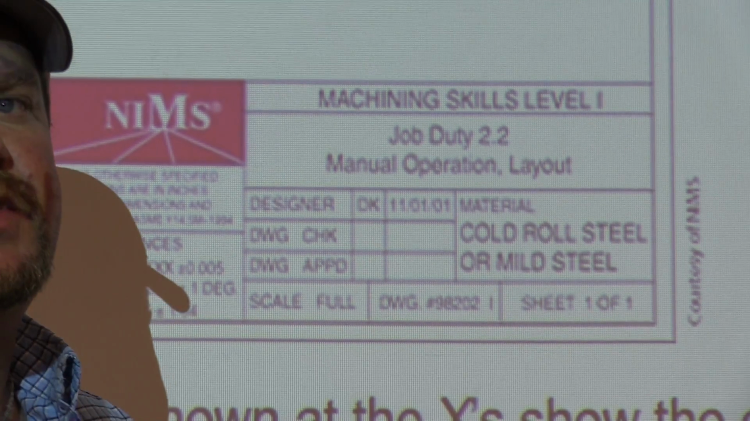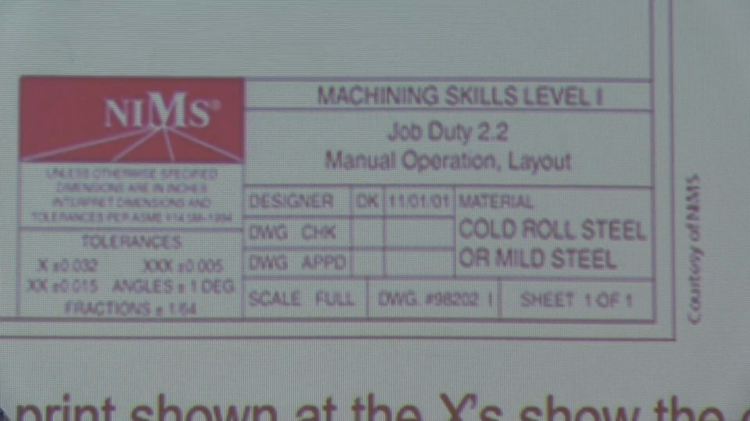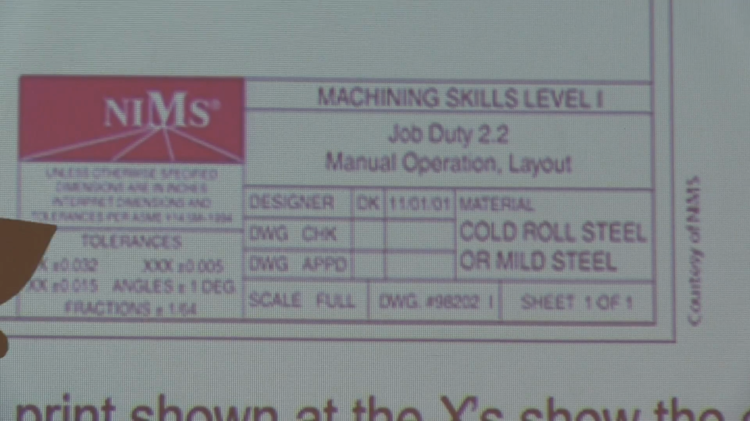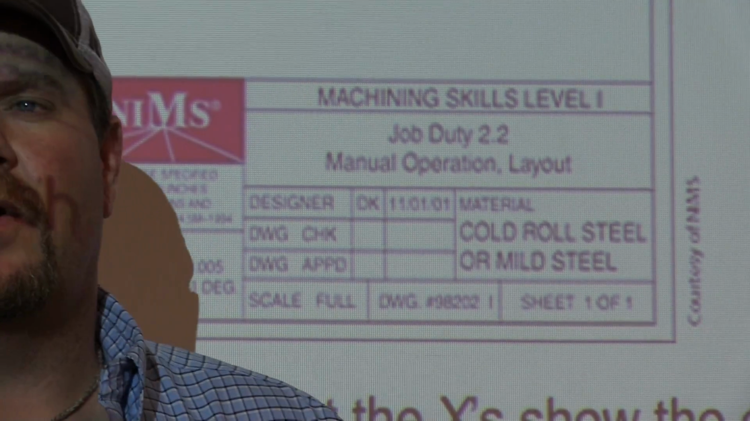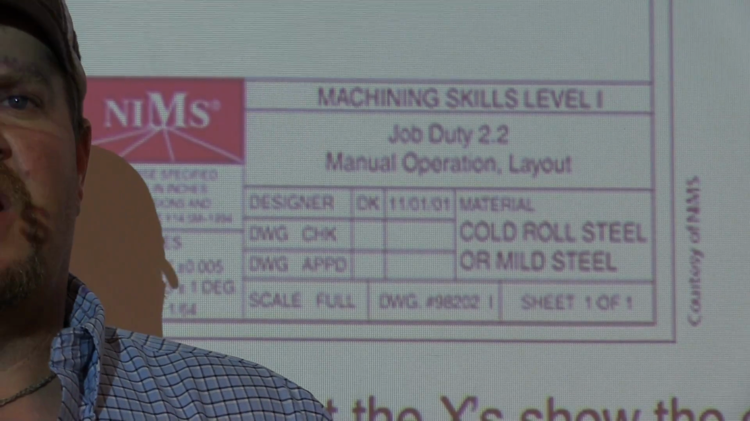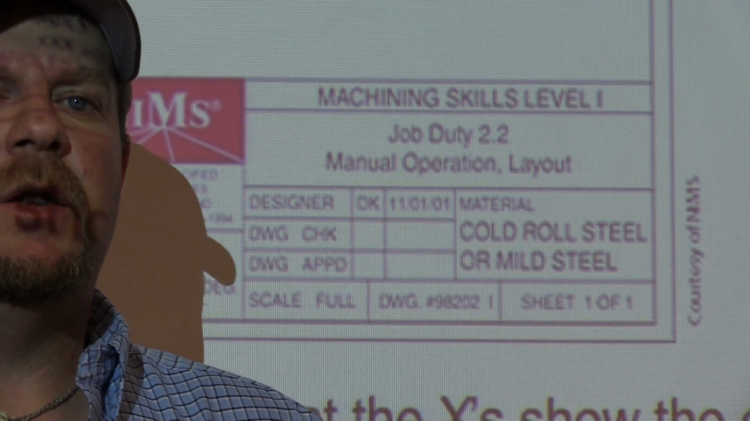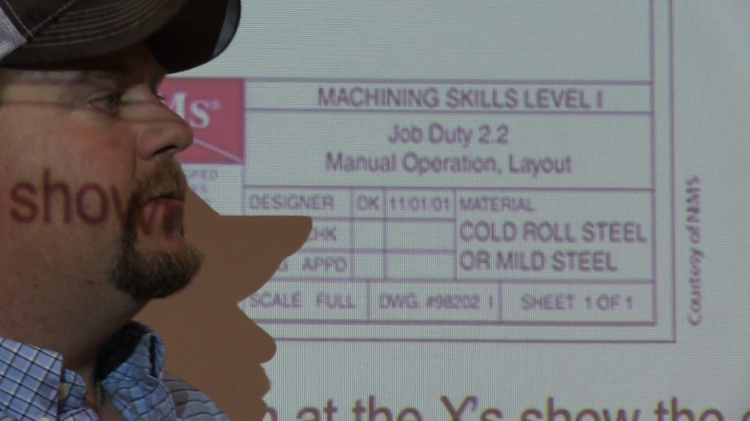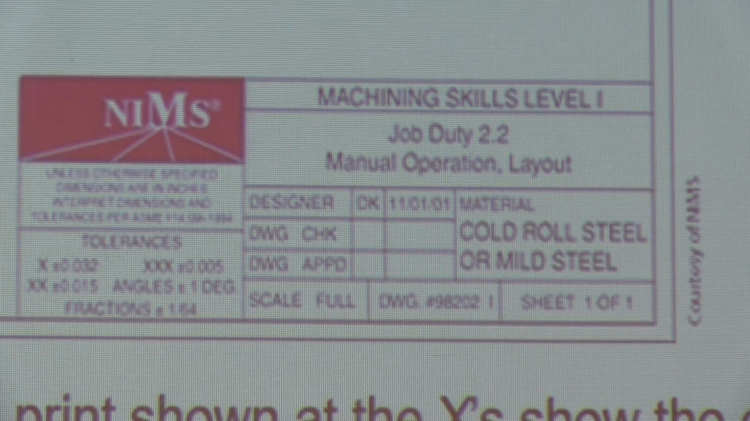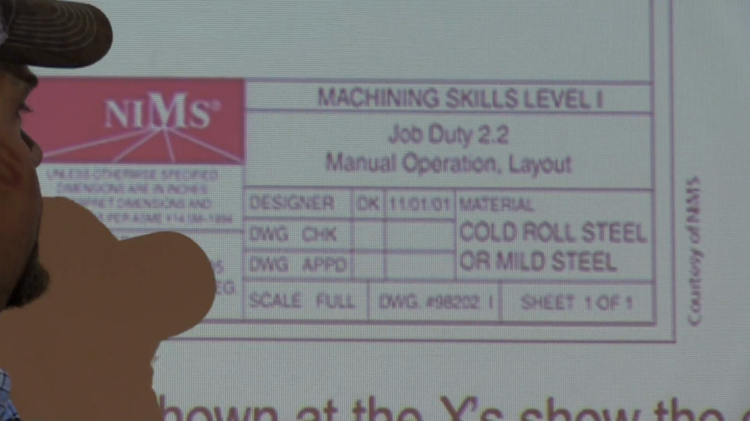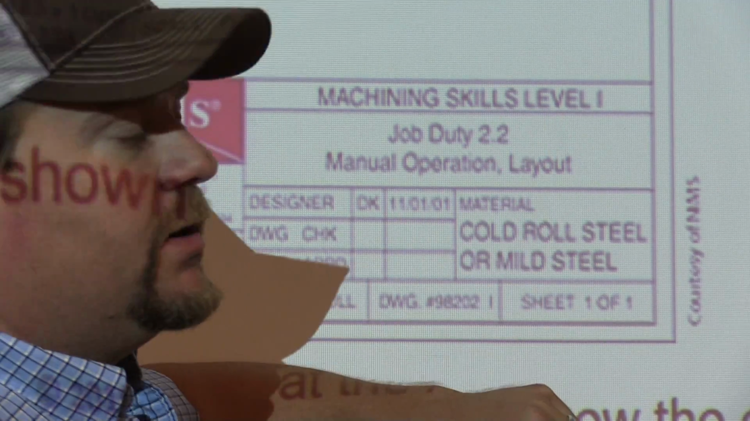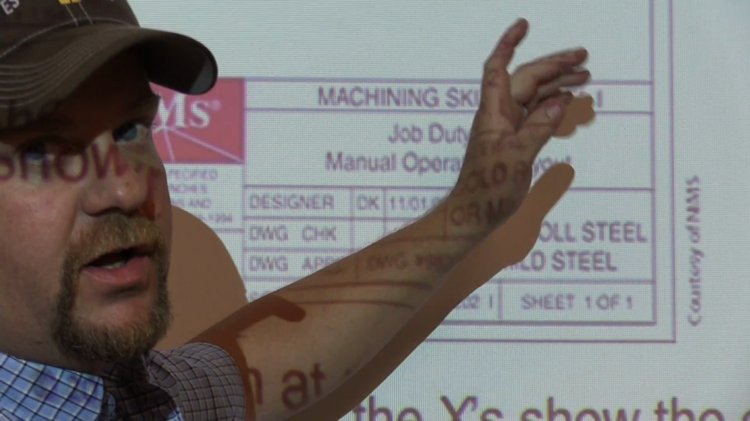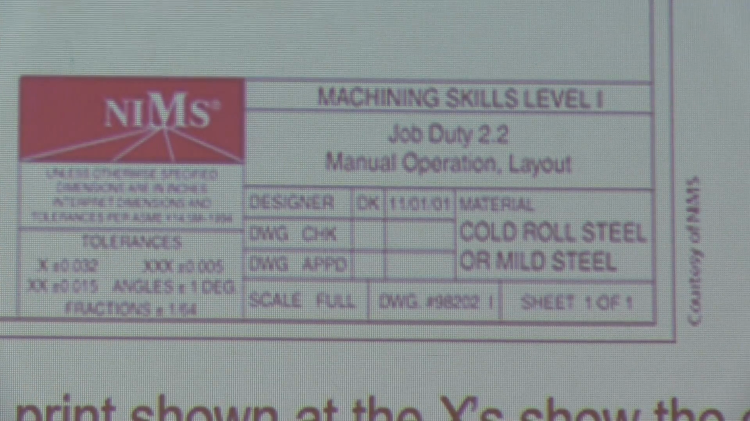A lot of our prints you're going to see defined as CRS or HRS or AL aluminum, and then you're going to need to go to the AISI number and figure out what type and what grade it is, okay? So for example, if it's 1018 CRS, then we know it's cold rolled steel, 18, or .18% carbon, out of the 10 series of steel and so forth, okay? A lot of times it will give you the actual grade of steel instead of just telling you cold rolled steel or mild rolled steel, all right?